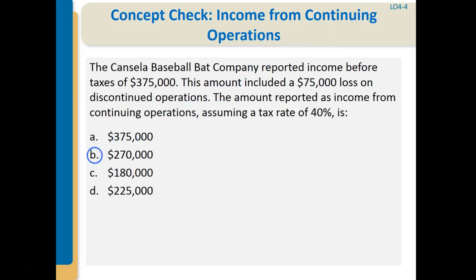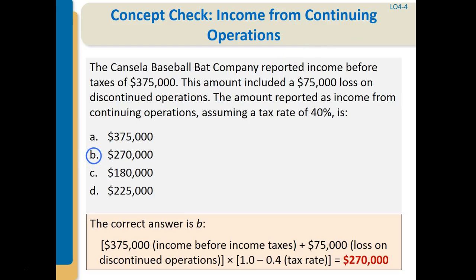The correct answer here would be B, the $375,000 income before income taxes plus the $75,000 loss on the discontinued operations, and then times a 40% tax rate would ultimately yield the $270,000.